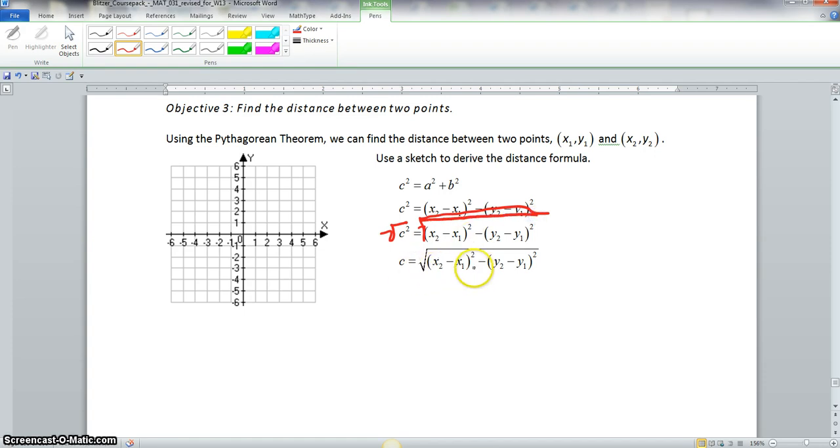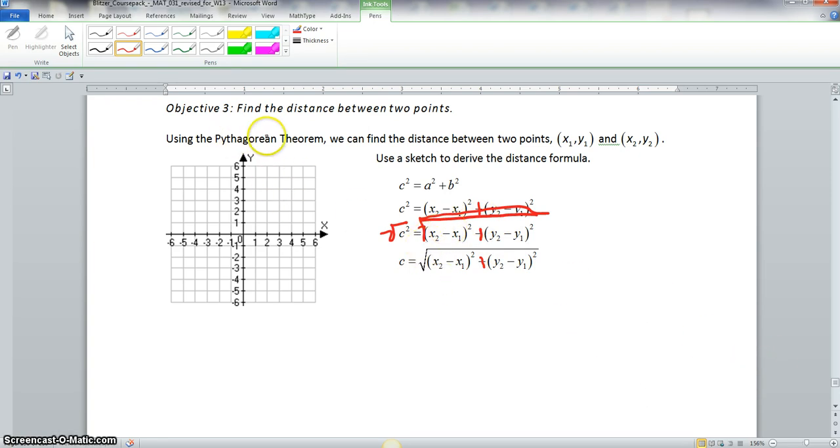Square root of, matter of fact, let me make that a little better here. Okay, c is equal to the square root of x sub 2 minus x sub 1 squared, plus y sub 2 minus y sub 1 squared. Actually, this is supposed to be a plus sign in between them. Okay, so now this is our distance formula. We derived the distance formula.